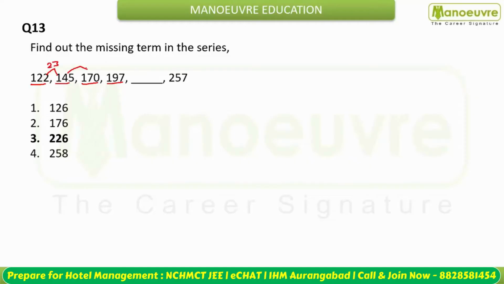Next, this difference is 25, and this difference is 27. So you can see the difference is increasing by 2. 23 to 25, 25 to 27. Next should be 29, that means we will add 29. This will become 226. Next check, from 226 the difference should be 31. Is this happening? Yes, this is coming. So the right answer is option third, that is 226.